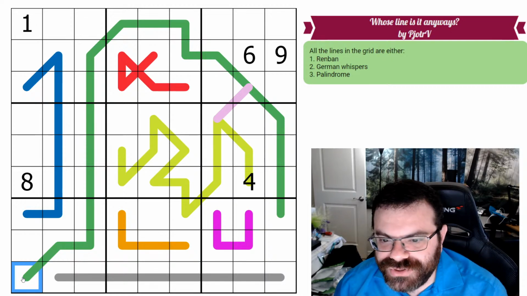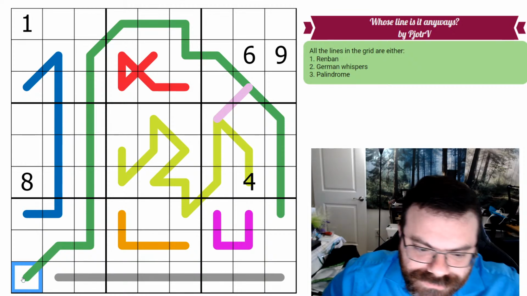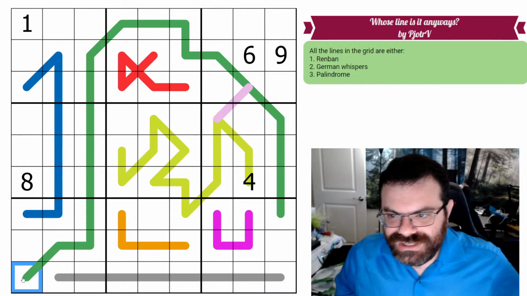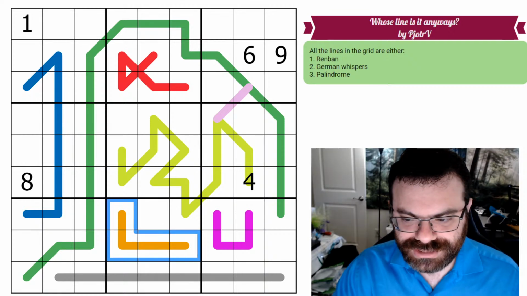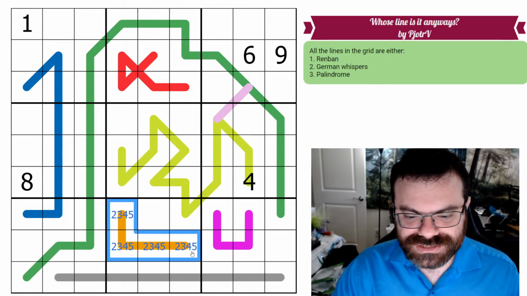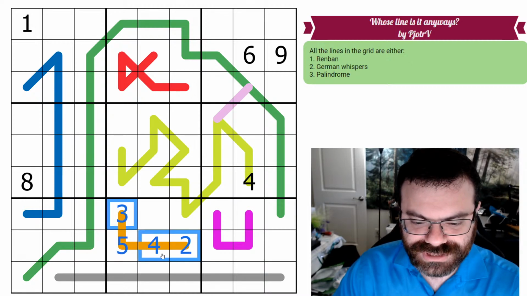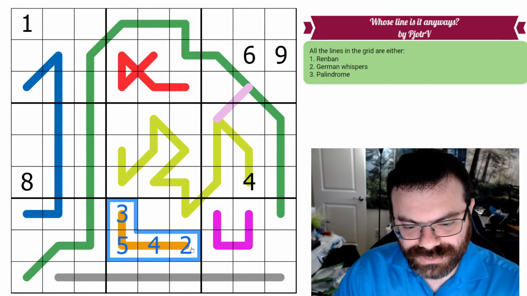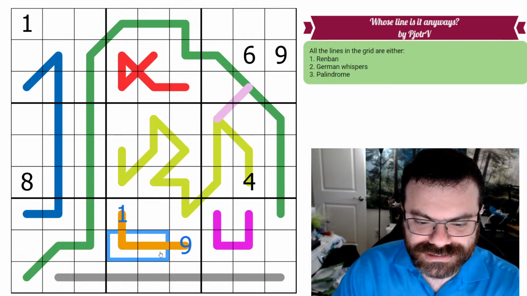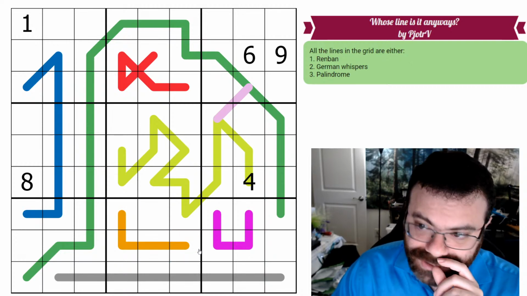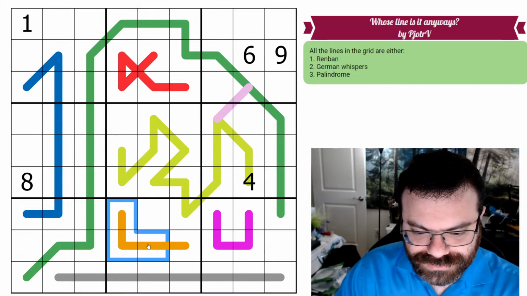I suppose for the benefit of people who don't know these rules, I should go over what these mean. So Renban lines, the digits on the line cannot repeat and are consecutive, but in any order. So for example, if this was a Renban line, I could put 2, 3, 4, 5 in some order on it because those are consecutive. So I could do like 5, 4, 3, and 2, and that would be fine. Or of course any other consecutive digits. What I can't do is put like a 1 and a 9 on it because there's no way that's going to be consecutive.